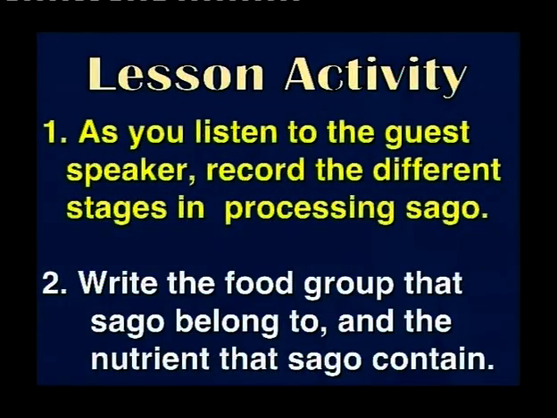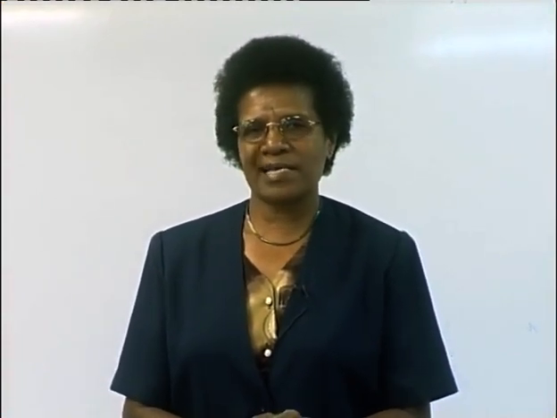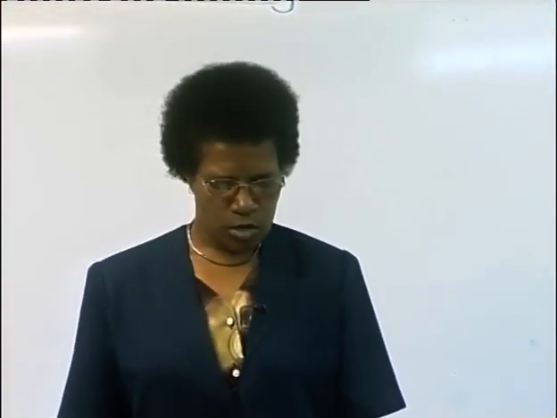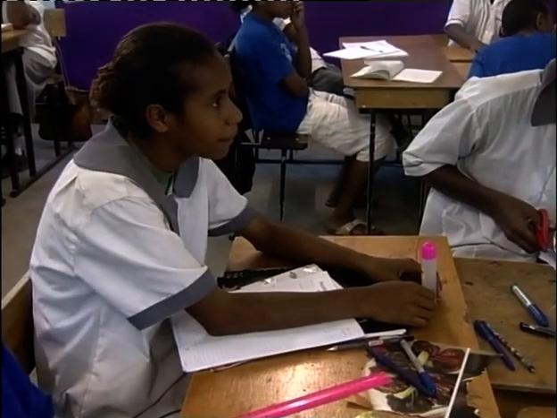Now, our lesson activity: you will be having the guest speaker, and you are to listen, take note and record the different stages in processing sago. Your second activity is also to write down the food group that sago belongs to. We had a look at different food groups, and sago belongs to one of those food groups. You also have to write down the nutrient that sago contains. And with that, I'd like to welcome our guest speaker.